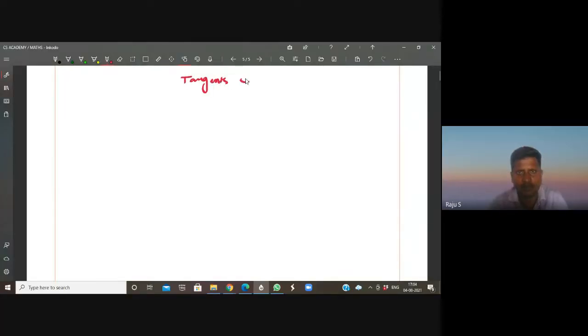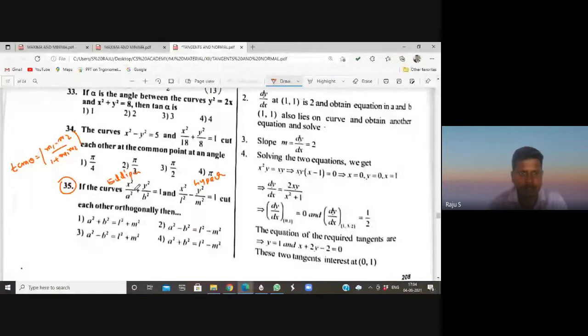Tangents and normal. Okay, question number 35, it is directly a property, the third option is correct. Okay, and next one is question number 34.